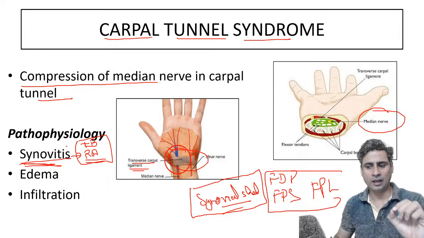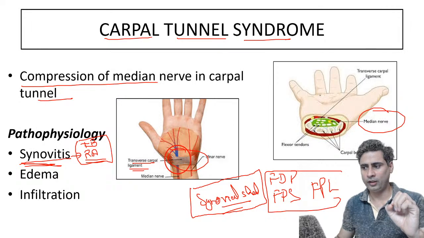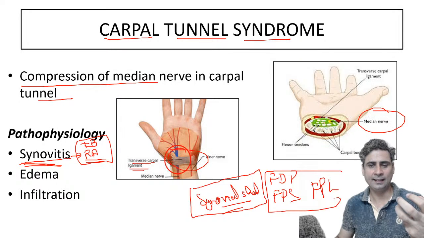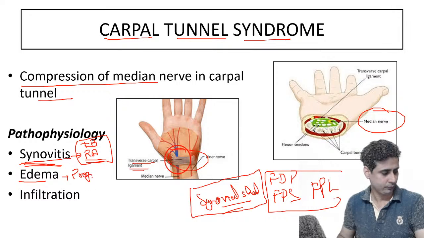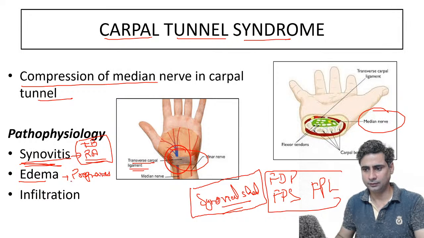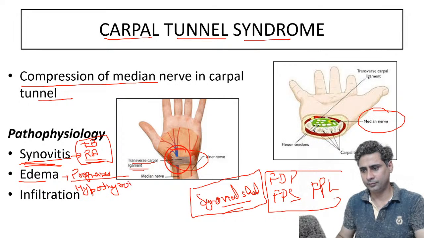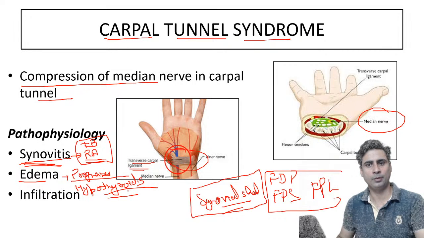These can cause carpal tunnel syndrome. Now if there is edema inside the carpal tunnel, once again less space is available for the median nerve. So all causes of edema, like pregnancy, like hypothyroidism, these can cause carpal tunnel syndrome.